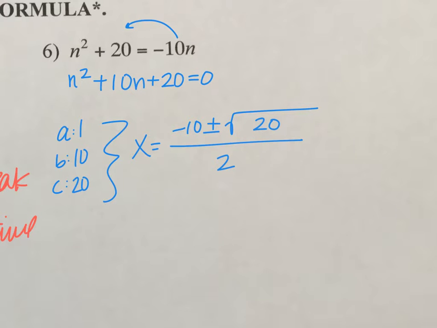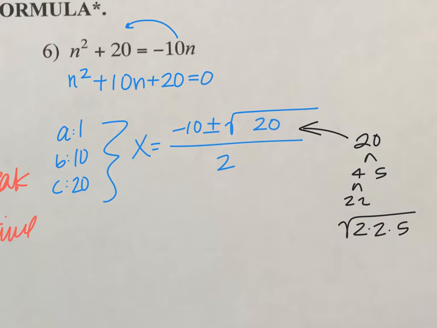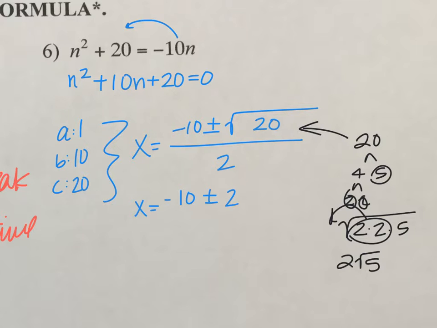All right, same place I always start. All right, got to break down 20. So that's 4 and 5, 2 and 2. Square root of 2 times 2 times 5. I've got a pair of 2's that come out, so that's 2 square root 5. So in my equation, I have x equals -10 plus or minus 2 square root 5 all over 2.